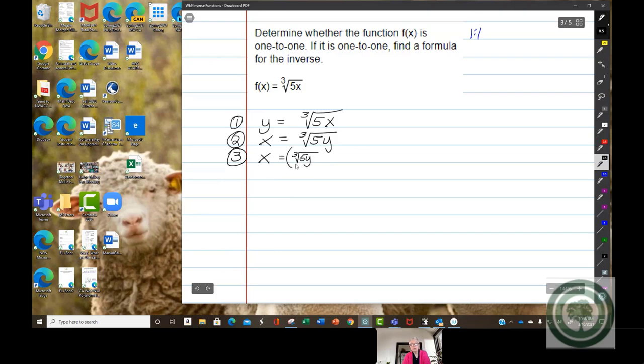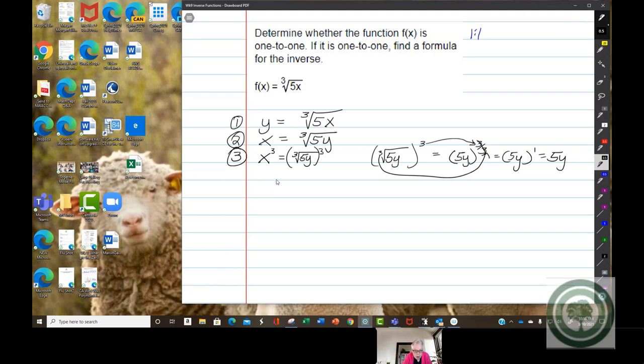To undo a cube root, I have to cube, so I have to cube both sides. Why does that undo it? Here's why. You've got 5y in a cube root, and you're cubing it. Well, that's 5y to the 3 over 3 power. That 3 is the numerator. This 3 is the denominator. The 3s cancel, leaving you with a 1 equals 5y to the 1 power. And that equals 5y. Ta-da!